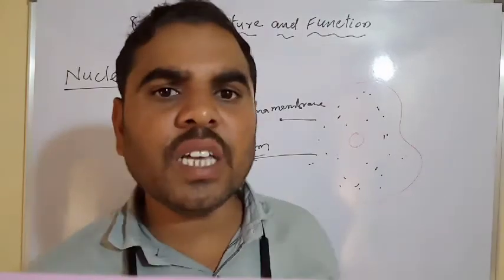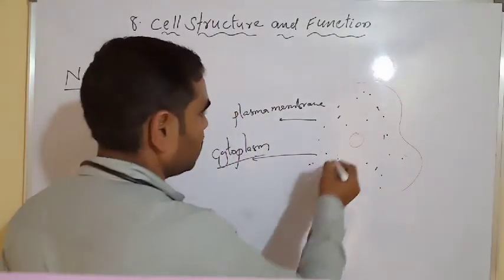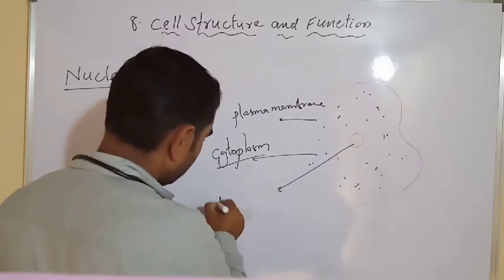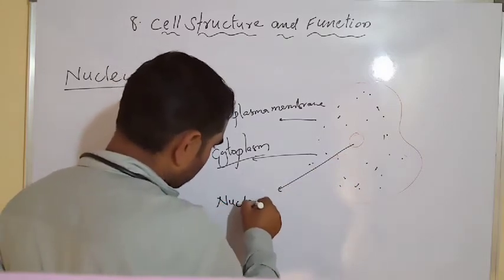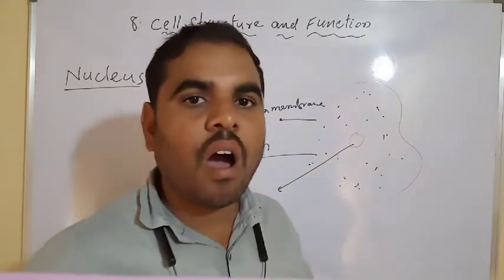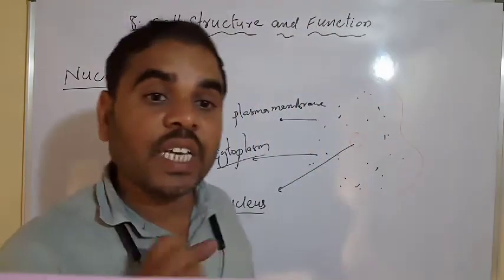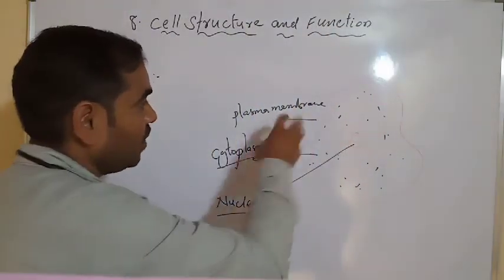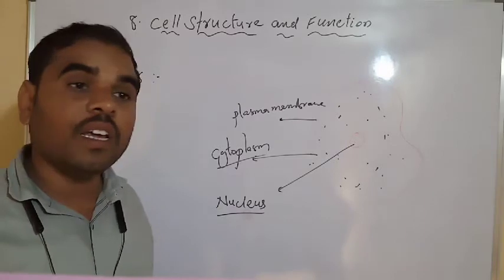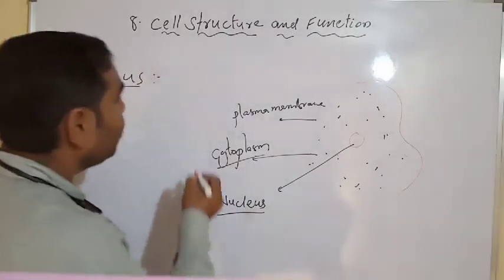Control center of the cell. Here the nucleus is controlling the cell. This nucleus is controlling all the cells and regulating them. All the organelles are regulated by the nucleus. For example, let us see the nucleus.